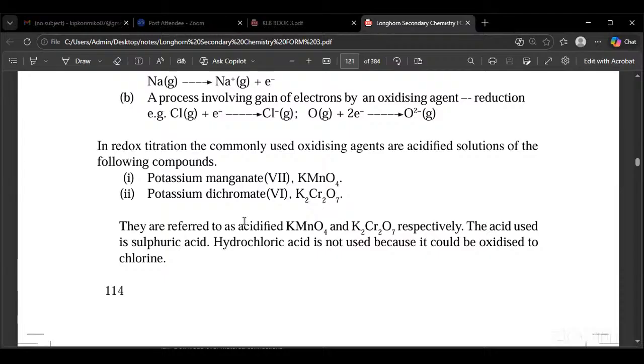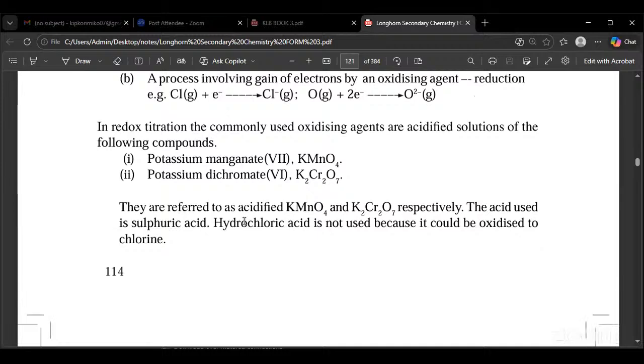Now, the reason you are not normally given an indicator: remember, we said earlier that an indicator shows the endpoint. This one would not actually need the endpoint, because there will be color change when it is oxidized. Most of these normally undergo oxidation, and when that happens, most times there is color change.